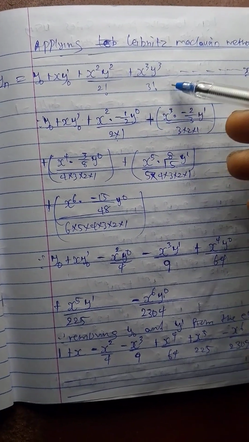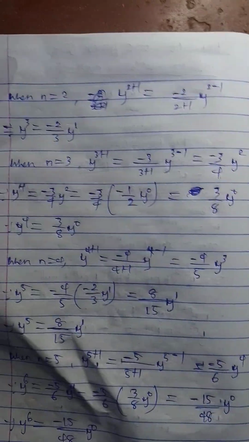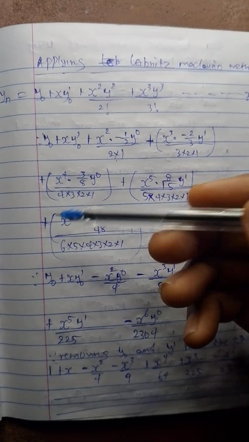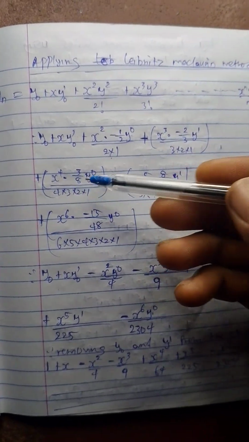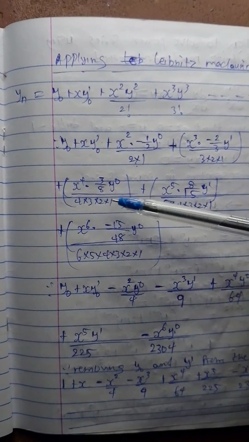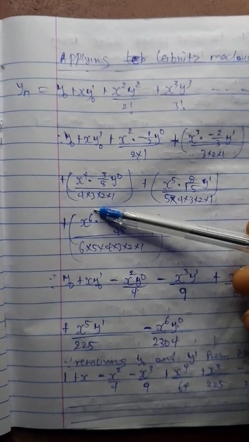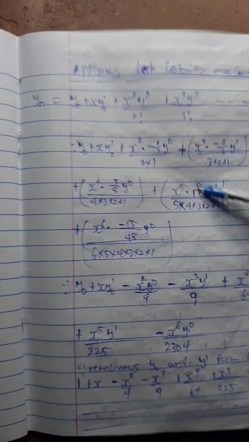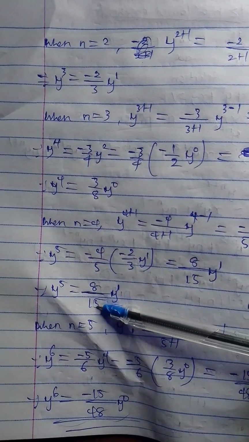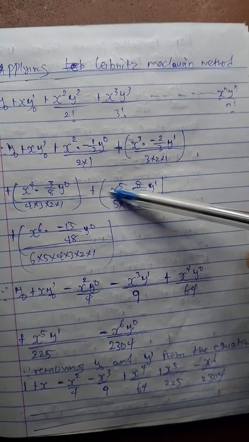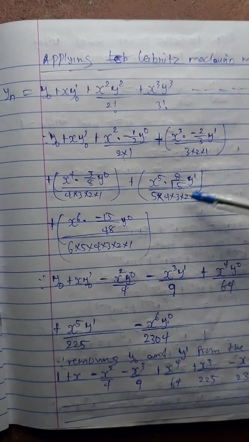So plus again x3. What's my value for y3? My value for y3 was minus 2 over 3 y1. So I put it here over 3 factorial, which is 3 times 2 times 1. Plus again, continuously, x4 y4. My value for y4 was 3 over 8 y0. I put it here, 3 over 8 y0 all over 4 factorial, which is 4 times 3 times 2 times 1. Plus x5 y5. My y5 is 8 over 15 y1, right? So I put it here, 8 over 15 y1 over 5 factorial, which is 5 times 4 times 3 times 2 times 1.